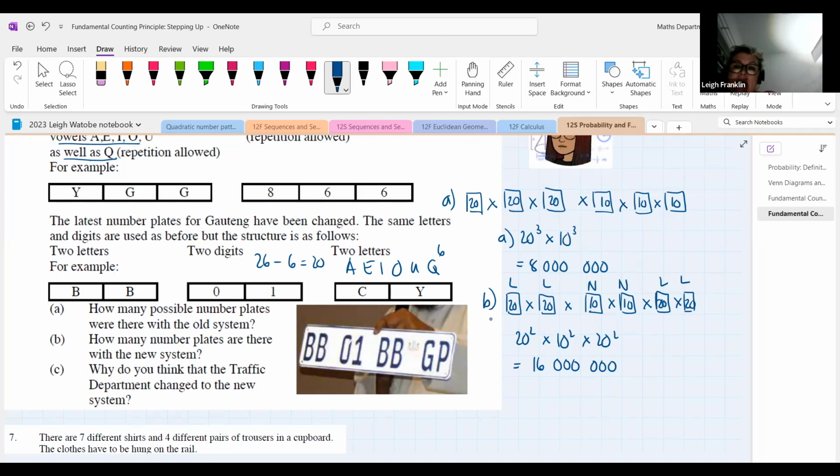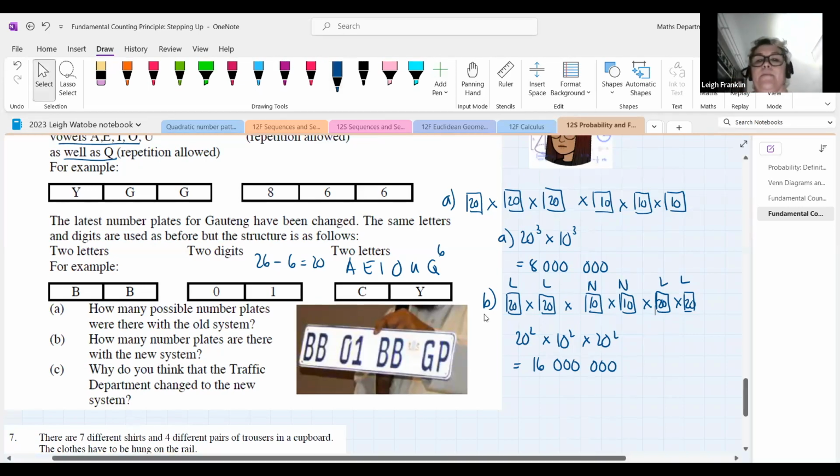Does that make sense now? Okay, so that's why it's 20 by 20 for letter, then number. There are 10 and 10 because repetition is allowed. And then there's another 2 letters at the end. So it's 20 by 20 again. Okay, thank you, ma'am. Okay, no problem.